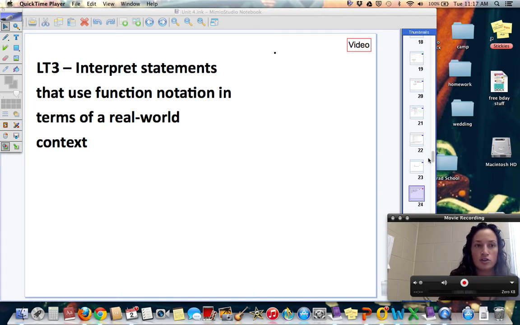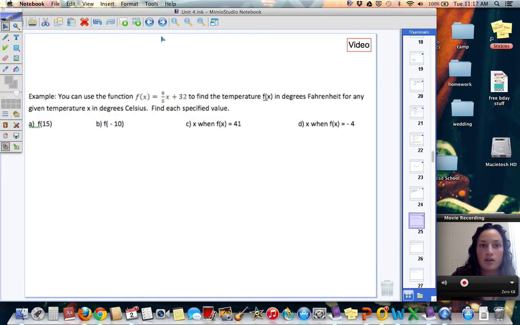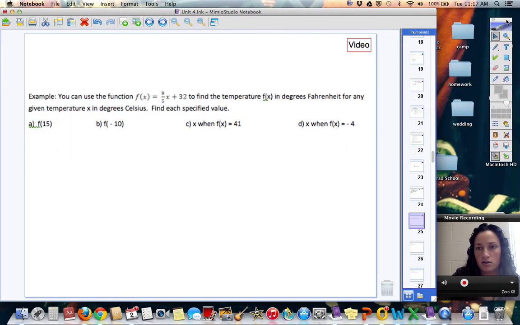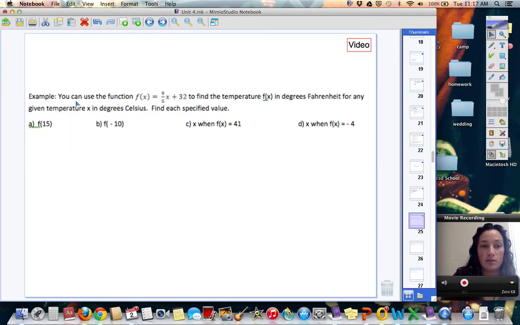All right, so we're on Unit 4, Learning Target 3. Interpret statements that use function notation in terms of a real-world context. If we look over here, we have an example.